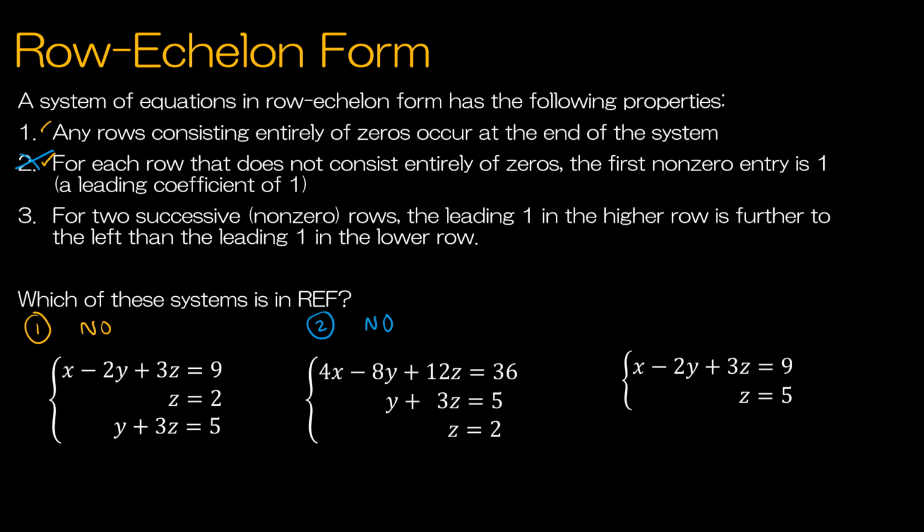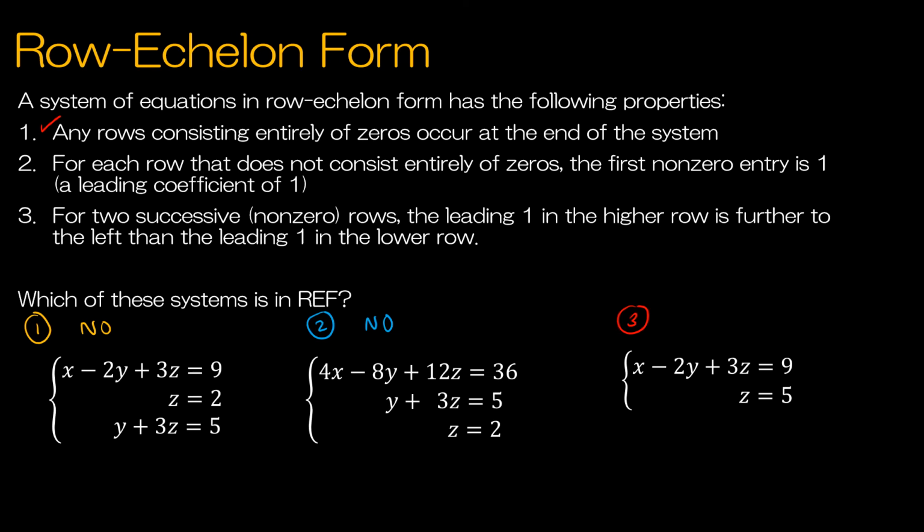And finally, let's look at number 3. Number 1, any rows consisting entirely of zeros occur at the end of the system. We're not well versed enough to know that there would be a non-zero row here, but likely there were 3 equations and the y eliminated at some point, and that would give me a 0 equals 0 row down here at the bottom. So yes, it fits number 1.